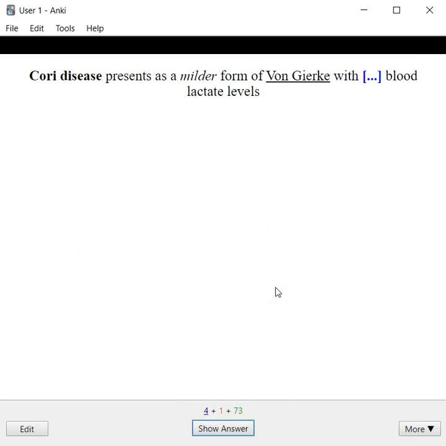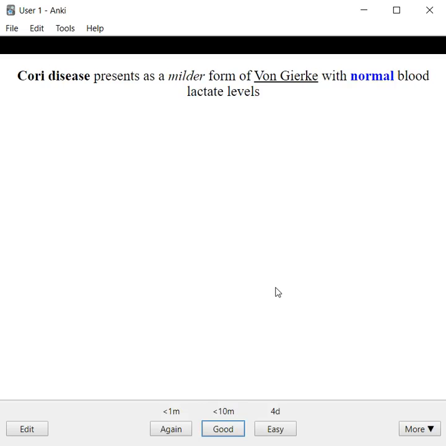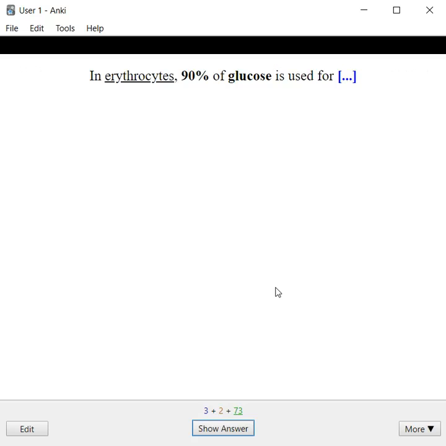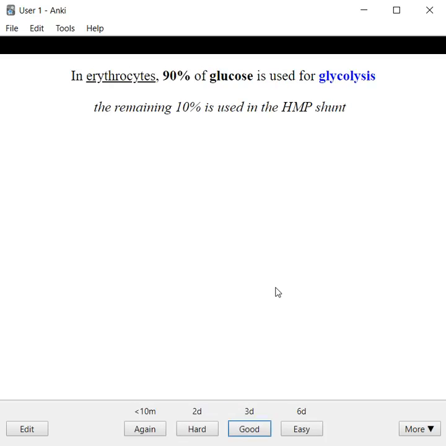What ABO type is the universal recipient of red blood cells? Type AB. Cori disease presents as a milder form of von Gierke with blank blood lactate levels. Normal blood lactate levels. In erythrocytes, 90% of glucose is used for what? Glycolysis. The remaining 10% is used in the HMP shunt.